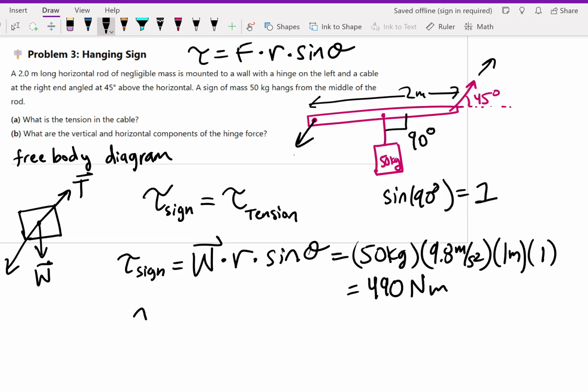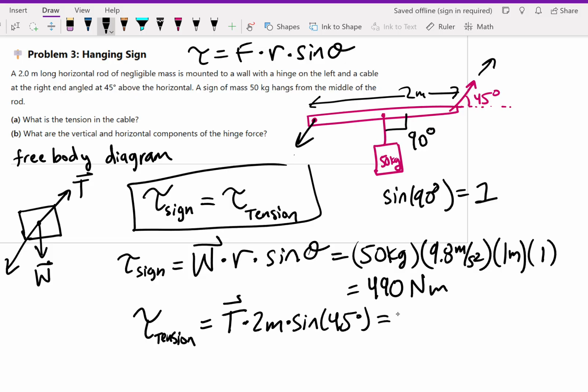Now the torque from the cable, or the tension, is going to be the tension force times the distance, in this case 2 meters, times sine of 45 degrees. And we could set that equal to the torque of the sign, 490 Newton meters. And then all we have to do is solve for the tension of the cable.